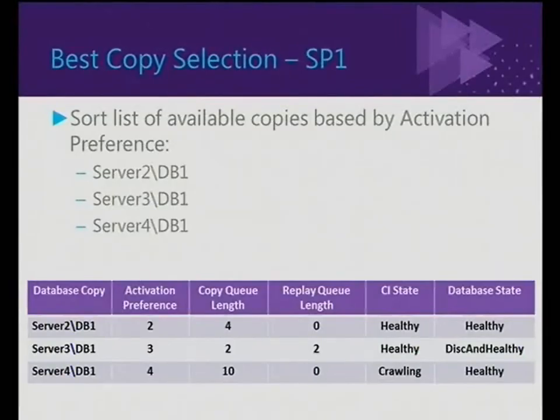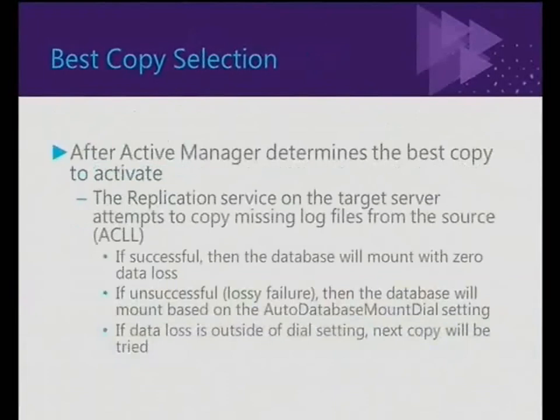Okay? Because the administrator said copy queue length doesn't matter in this case because I expect any copy to be automatically activated in a lossless state. If any logs cannot be copied over, that's going to be a lossy failover, and I don't want the system to mount this database. So that's a key difference here. But we're sorting by activation preference. Again, server 2 has the lowest activation preference value here, so it is tried first. Again, if the system can't activate that one, it will try the next one in the list, and so forth, until it's exhausted all potential copies in the list. Pretty simple stuff.